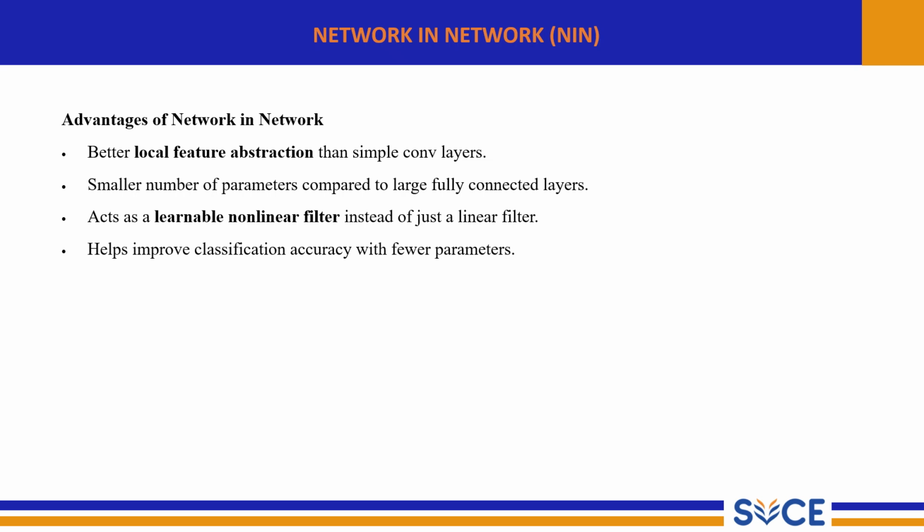Advantages of network in network. First, it provides a better local feature abstraction compared to simple convolution layers, capturing more complex patterns in the data. Second, it uses a smaller number of parameters than fully connected layers, making the model more efficient. And third, NIN acts as a learnable nonlinear filter, not just a linear one, allowing the network to extract a richer representation. Finally, it helps to improve classification accuracy while keeping the number of parameters low, making it both powerful and efficient.